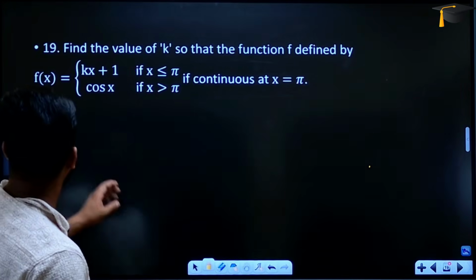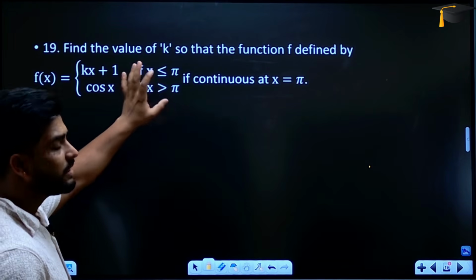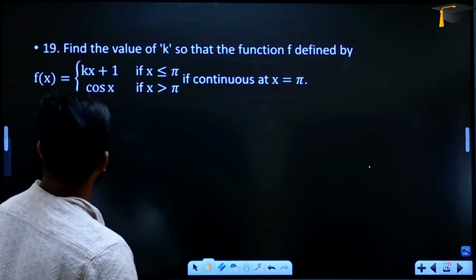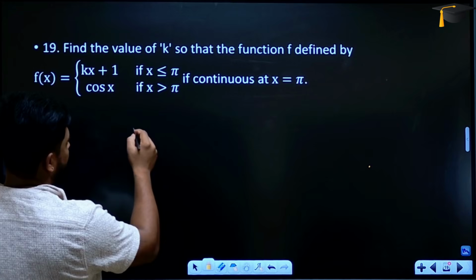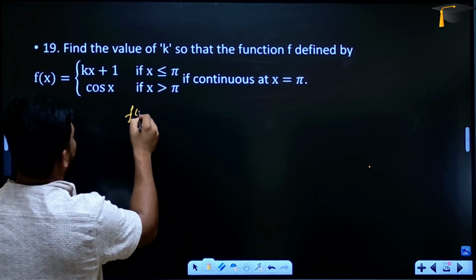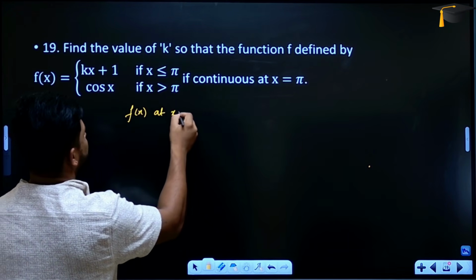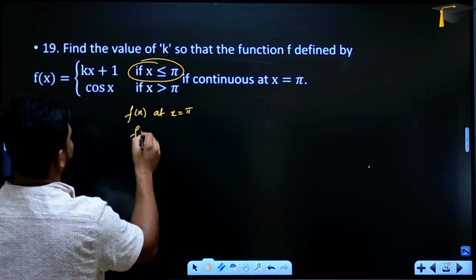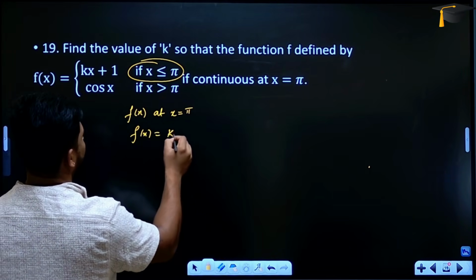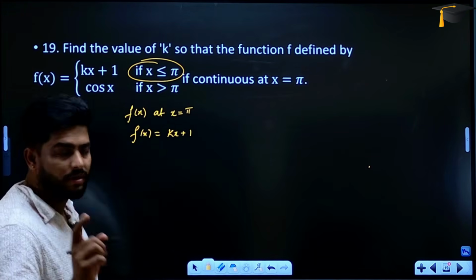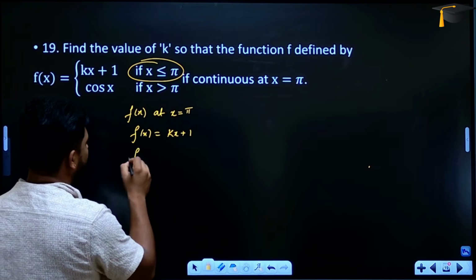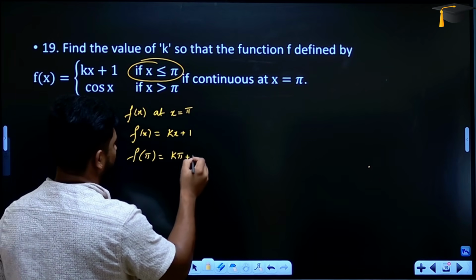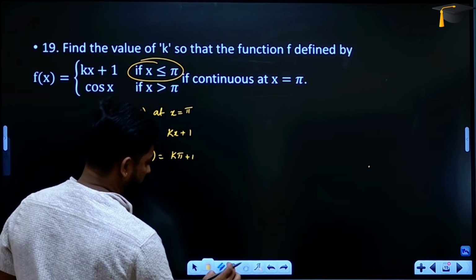Okay, next find the value of k so that the function is continuous at x is equal to pi, as given. So it's simple, right? First, f of x at x is equal to pi. Since there is an equal symbol, it is pi k. F of x is kx plus 1, right? So this is f of x at x is equal to pi. Now write f of pi. Just replace x by pi, so it becomes k pi plus 1.